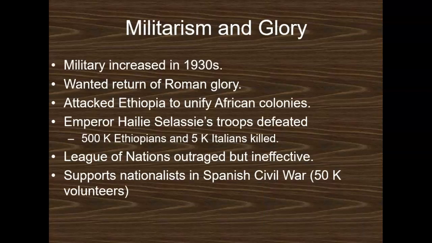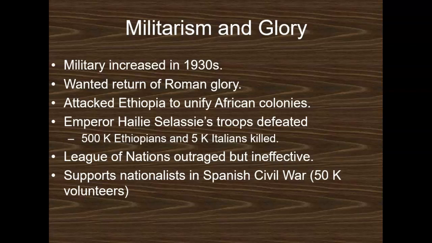Well, militarism and glory is really quite important. If you're always strutting around in uniforms and boasting about how powerful your state is, then you have to kind of put your money where your mouth is at some point in time. And the military was increased in size and effectiveness throughout the 1930s. They spent a lot of money in the early 1930s to buy tanks and aircraft and ships and so on, really trying to create a military that is going to get a return of Roman glory to Italy.